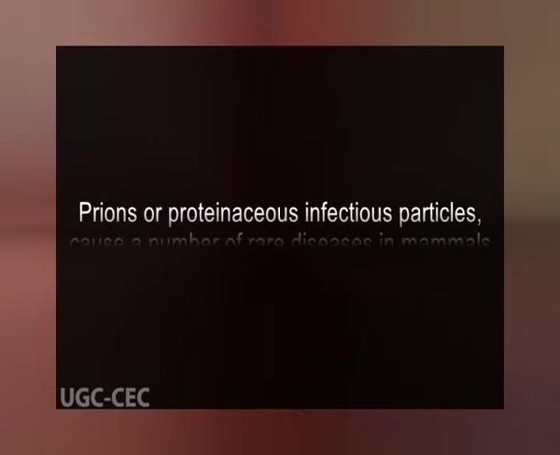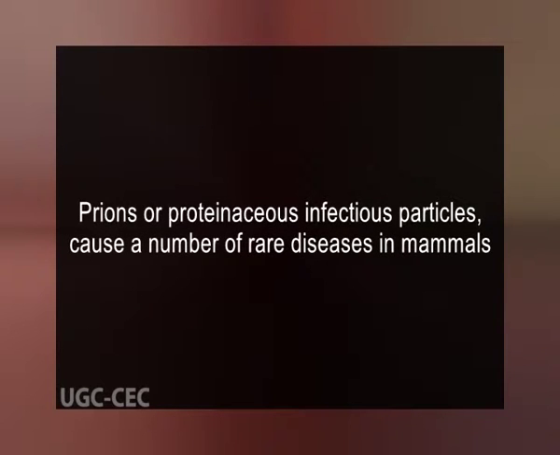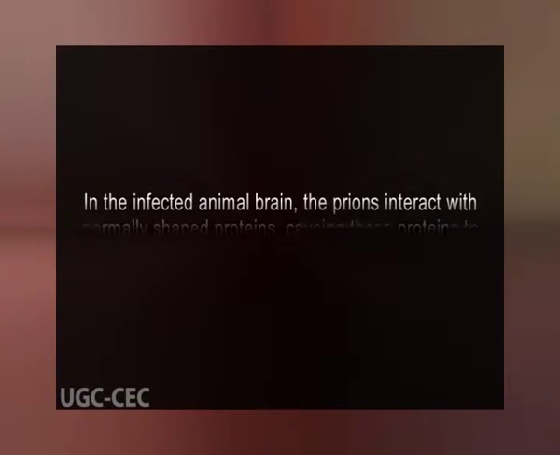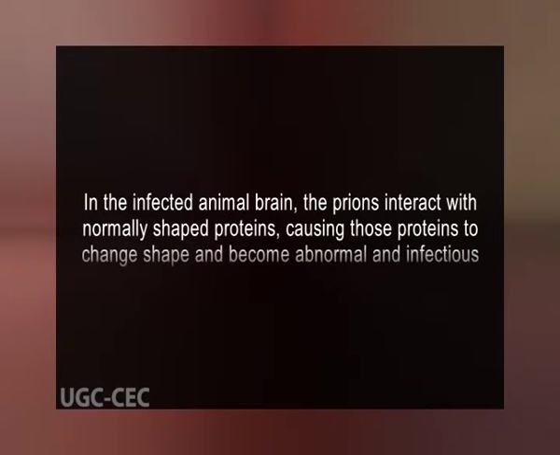Prions, or proteinaceous infectious particles, cause a number of rare diseases in mammals. Prions are abnormally shaped proteins found in the brain and nervous tissues of infected animals. When those tissues are eaten by another animal, the prions enter the animal's bloodstream and go to its brain. In the infected animal's brain, the prion interacts with the normally shaped proteins, causing those proteins to change shape and become abnormal and infectious. The brains of affected animals are full of spongy holes.